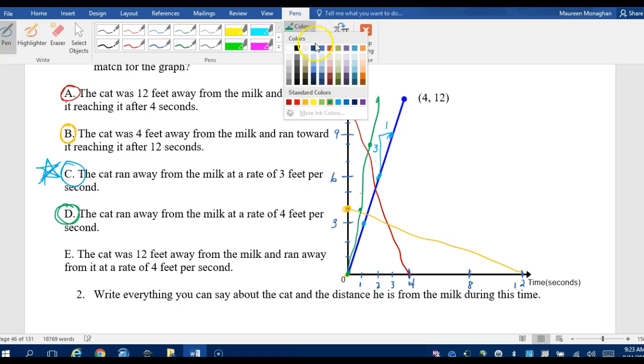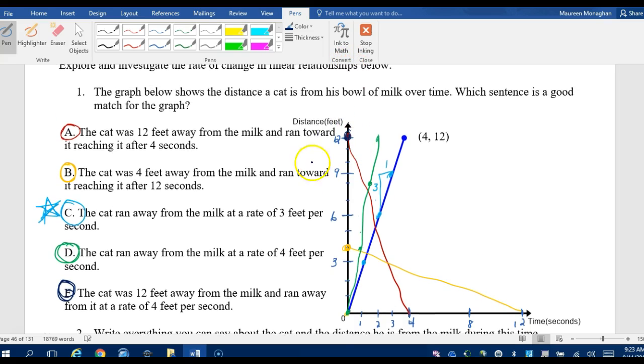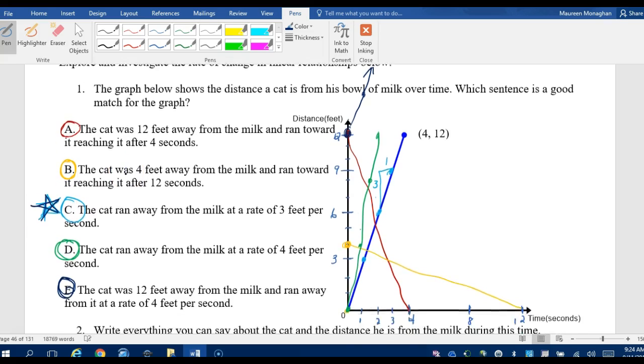And lastly, a good color, the cat was 12 feet away from the milk, so his starting point is 12, and ran away from it at a rate of 4 feet per second. So 1, 2, 3, 4, well, obviously it's off our graph, 4 over 1, so he's way up here. This is that line. Okay, so this is the correct answer, letter C. But I just wanted you to be familiar with what all this means, okay?